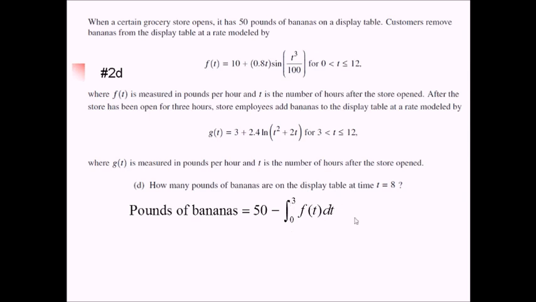But now, after the first 3 hours, when the employees start adding things, we have a different function we need to integrate. Now we're going to add the total change in bananas from time 3 to 8. And total change in bananas, the rate of change of bananas, that's b of t that I defined on the last problem part. So I'm going to add the integral from 3 to 8 of b of t dt. And now I'm going to plug all of this in my calculator.